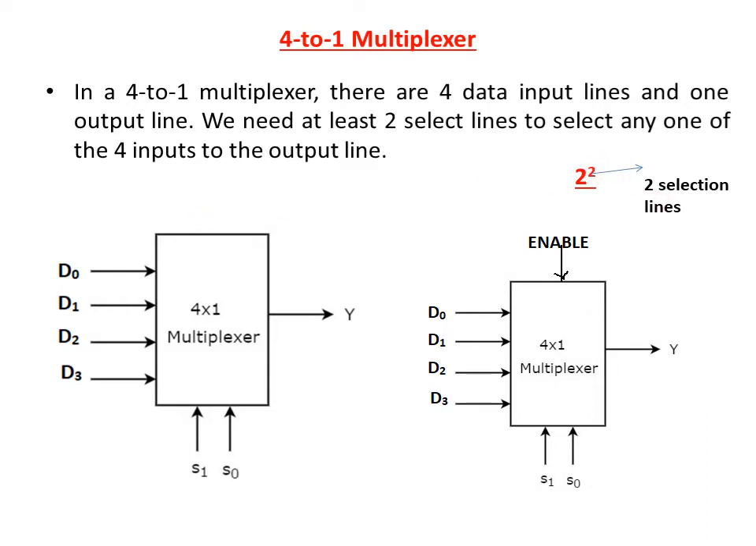So this is the block diagram representation with the enable input and without enable input. This is without enable input and this is with enable input. The 4 inputs are considered as D0, D1, D2, D3 and the 2 selection lines are represented by S1, S0, and the single output, that is Y. So here in this enable combination, one more input, enable, is applied.